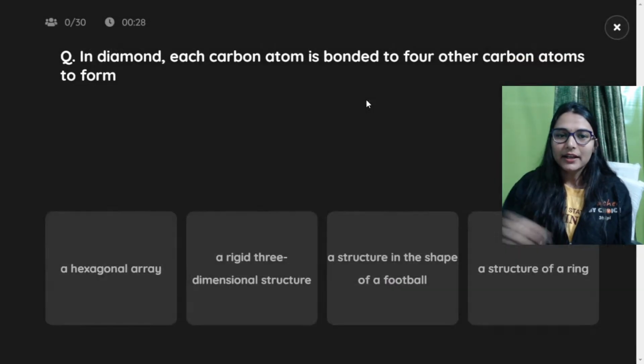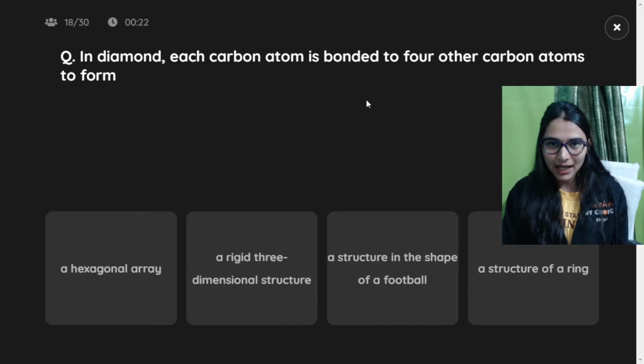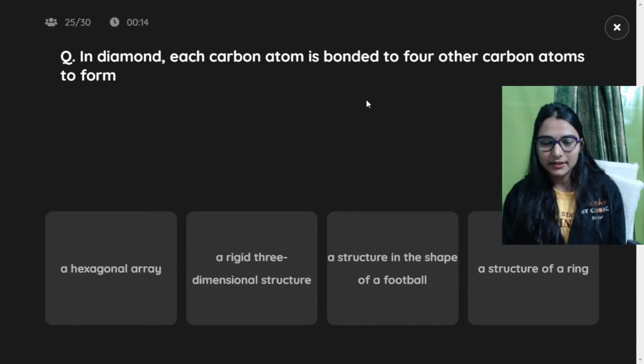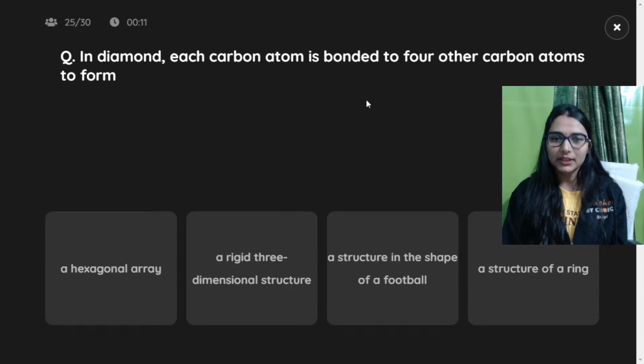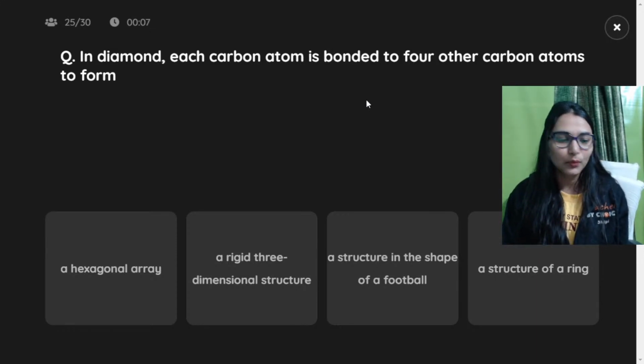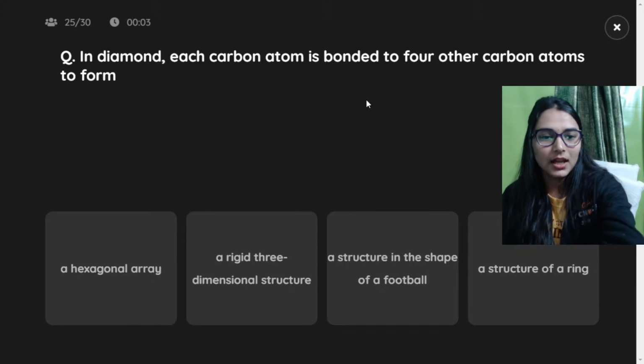In diamond, each carbon atom is bonded to 4 other carbon atoms to form a hexagonal array, a rigid 3-dimensional structure, a structure in the shape of a football, or a structure of a ring. In diamond, each carbon atom is bonded to 4 other carbon atoms to form what? Yes, tell me. Everybody?